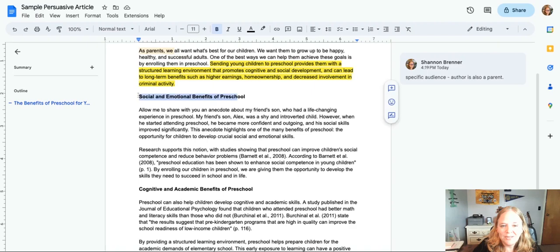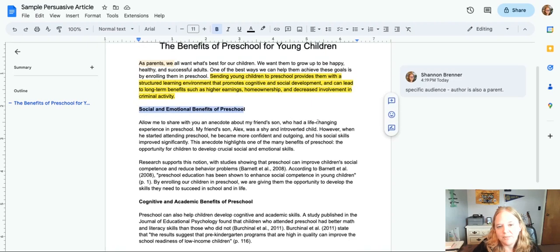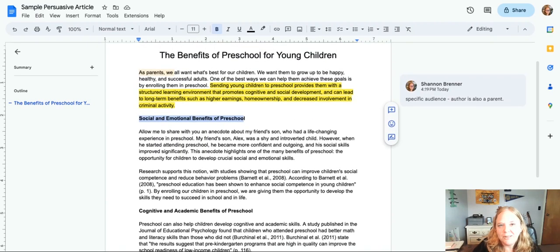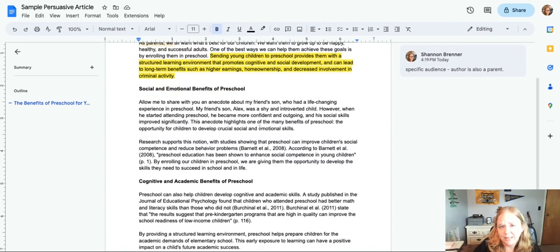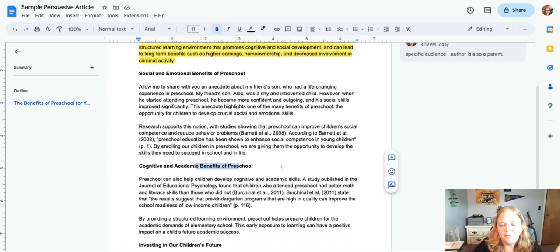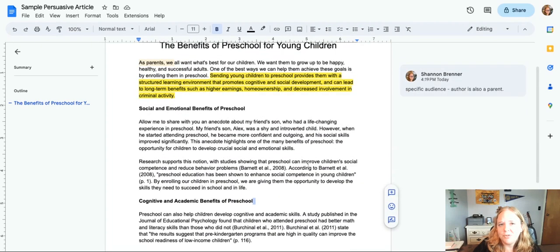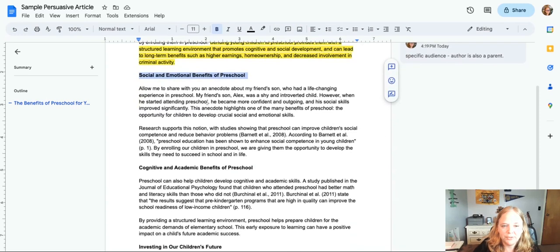So I actually like using headers because I think when you're reading on a website, people tend to read really quickly. They tend to not spend a whole lot of time engaging with web articles. And so if they can get a really quick glance of what your pieces of evidence are, it may actually help them want to keep reading. So the first one here is the social and emotional benefits of preschool.